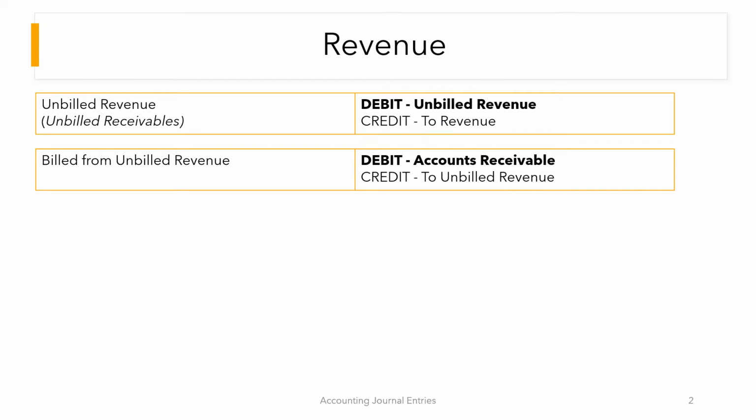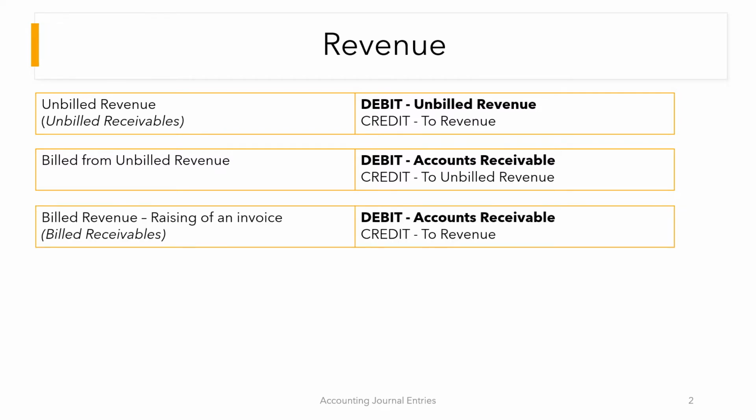Once the billing happens, we have to debit accounts receivable and credit to unbilled revenue. Raising of an invoice, or in a normal scenario, a billed revenue would be accounts receivable debit and credit would be to revenue directly.